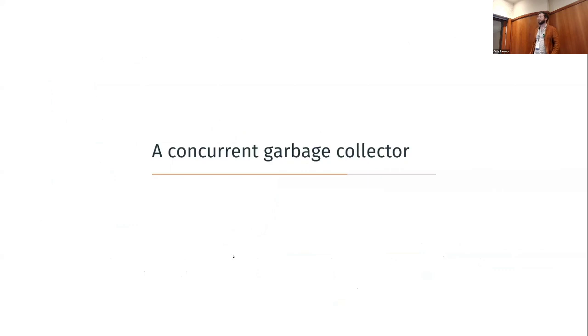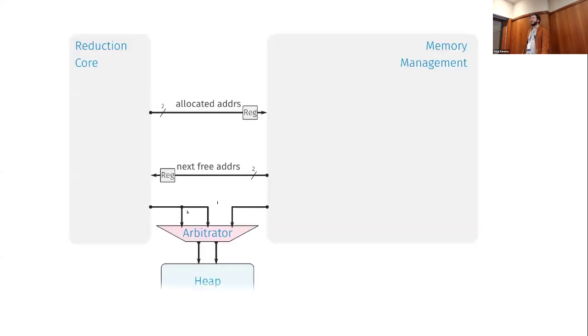And I will blast through a little bit about our early work towards the garbage collector. So we're doing a really textbook mark and sweep. There are some extra features around it though, to make it work concurrently with the reduction. So on the left, we've got our reduction core. That's everything we've seen up until now. And then we've got some new memory management unit on the right.